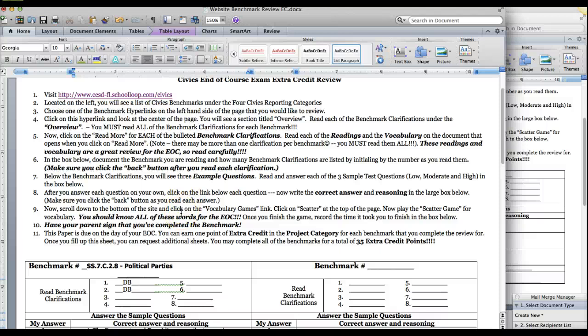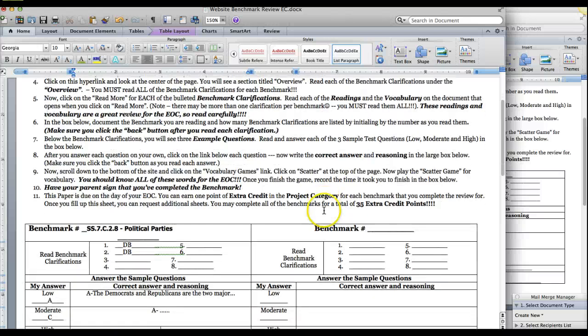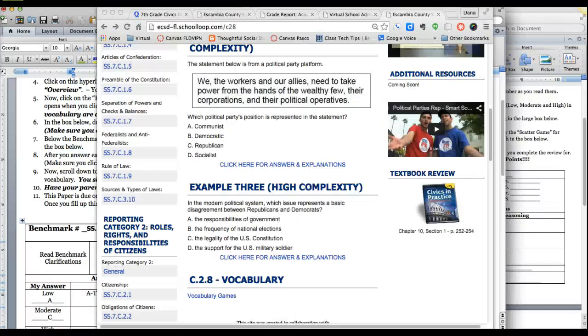So number 9, now scroll down to the bottom of the site and click on the vocabulary game link. You're going to click on scatter at the top of the page. You're going to play the scatter game for vocabulary. You should know all of these words for the EOC. So all the words that you're going to play on this game you need to know. So once you finish the game, you're going to record the time it took you to finish the game in the box below. So here's what that means.